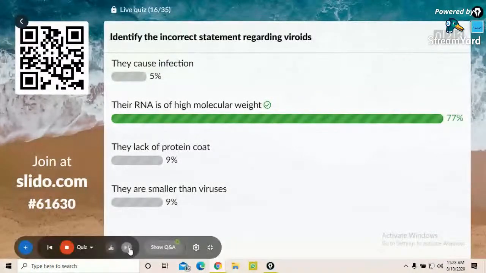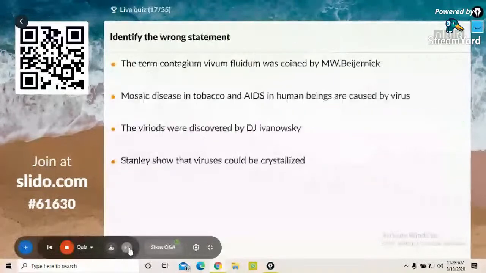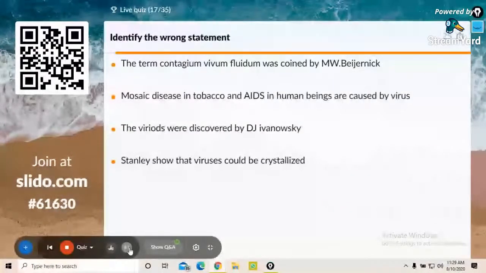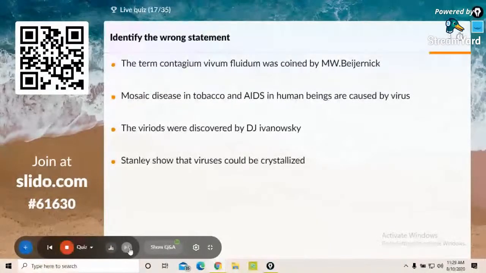17th question on the screen. Identify the wrong statement. The term contagium vivum fluidum was coined by M.W. Beijerinck. Mosaic disease in tobacco and AIDS in human beings are caused by virus. The viroids were discovered by D.J. Ivanovsky. Stanley showed that viruses could be crystallized. Yes, the majority answer on the screen.